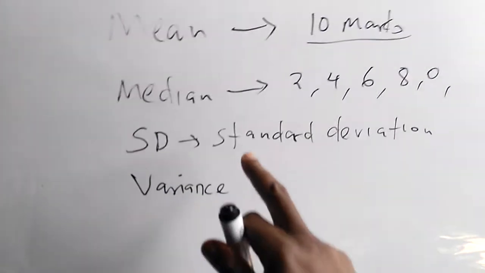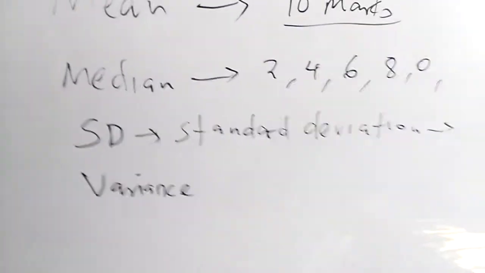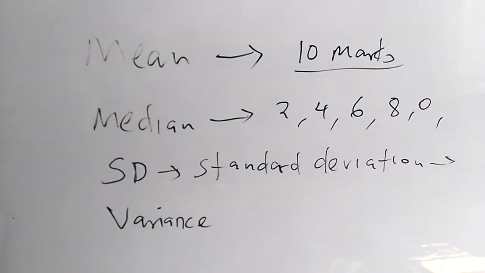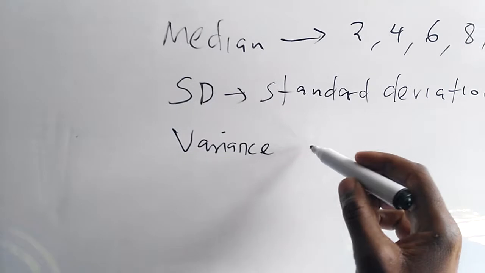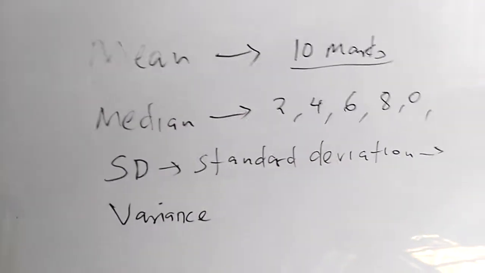For the standard deviation, it will tell us how far away these marks are from the average, from the mean. And then the variance is actually the square of the standard deviation. So let's begin.